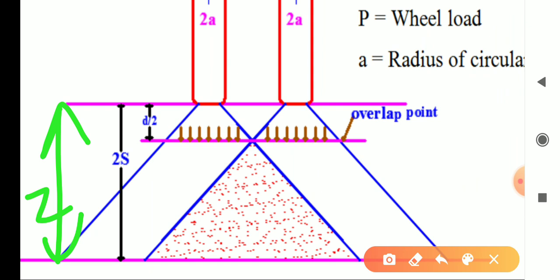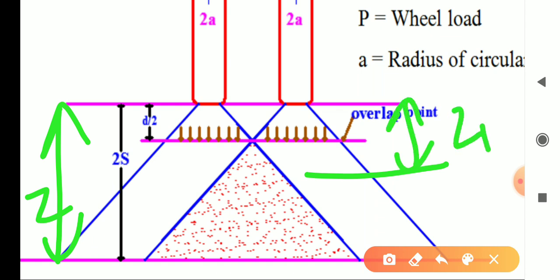Here we can predict the ESWL at different thicknesses. For example, I will predict one thickness here, and similarly I will predict another thickness. For example, Z1 should be taken as 10 centimeter. Below the bottom of the pavement, at 10 centimeter, how much ESWL is there? We can predict this easily using this concept.